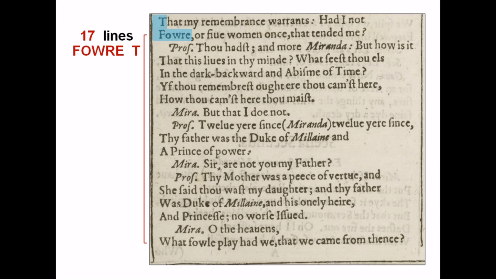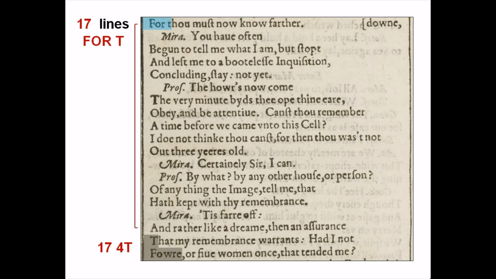To an acrostic spelling F-O-W-R-E, and on the line above it, T. 17-4T. From that letter T, we keep counting. 17 lines later are letters spelling F-O-R-T. That's 3 17-4Ts in a row, followed by the 2 and twin acrostics.